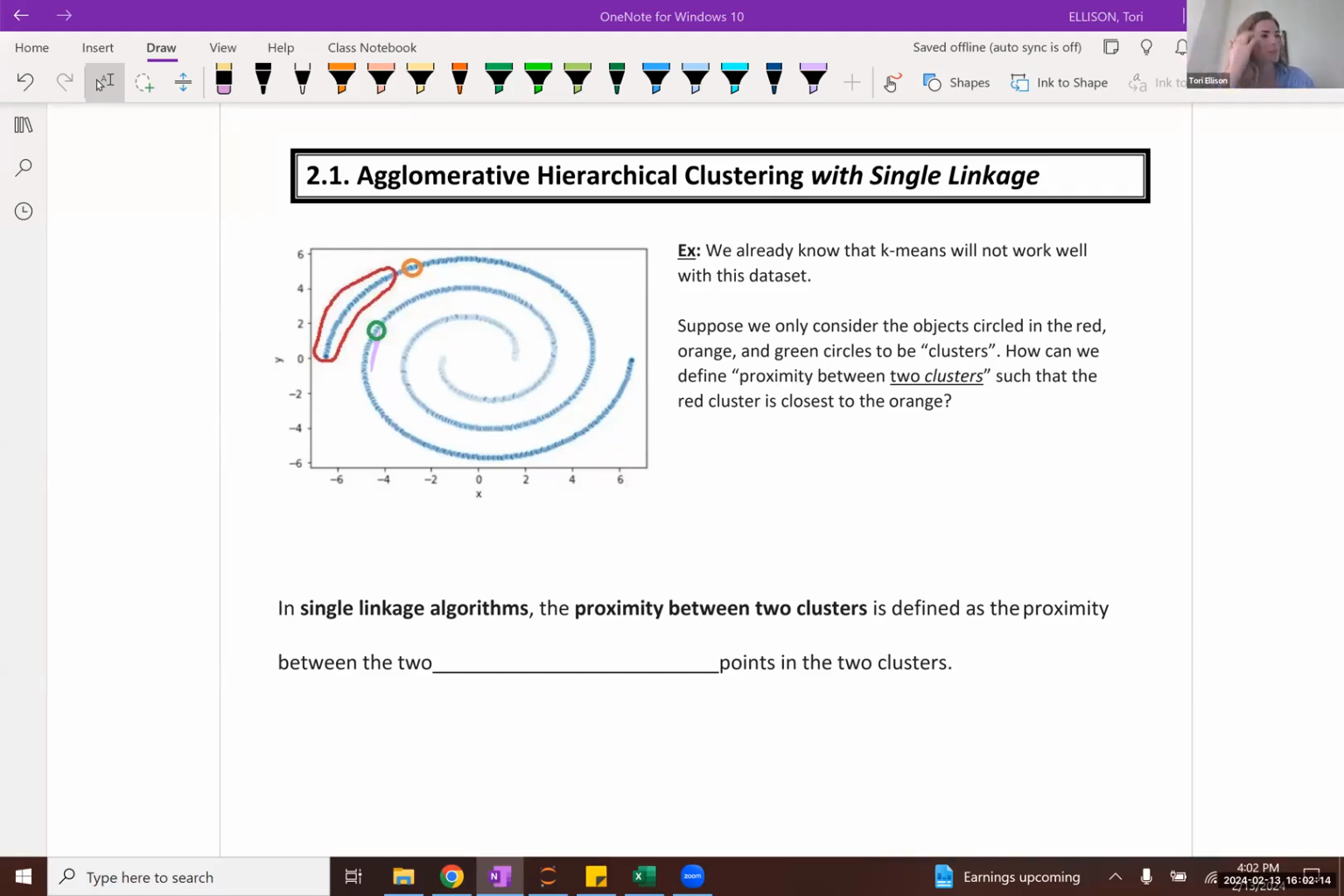Okay, so welcome back. Give people a few more seconds to come back to the main room. But yeah, curious to see what you guys came up with. So, what is a way to measure the distance between two clusters such that the distance between the red and the orange cluster is smaller than the distance between the red and the green cluster?